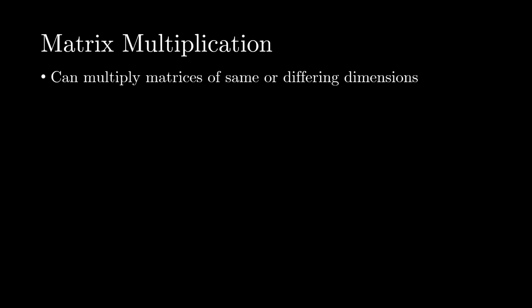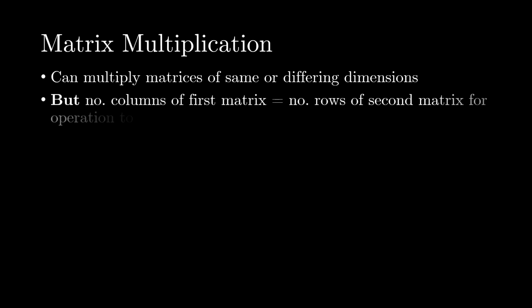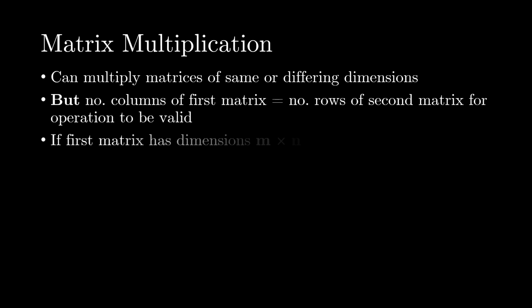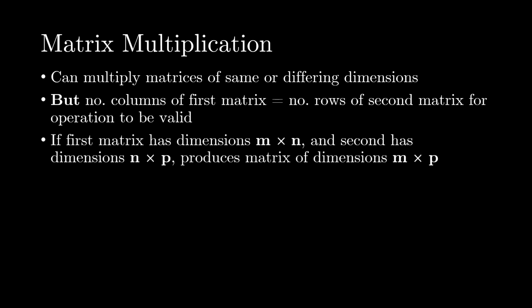We will now cover a different matrix operation known as matrix multiplication. In order to do this, you can multiply matrices of same or differing dimensions, but the number of columns in the first matrix must equal the number of rows of the second matrix for this operation to be valid. Mathematically speaking, if the first matrix has dimensions m by n and the second has dimensions n by p, it produces a matrix of dimensions m by p.